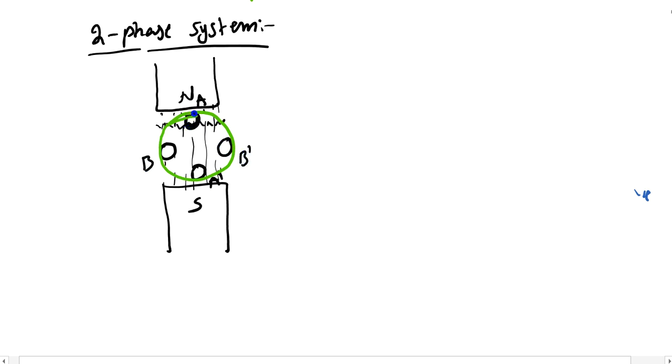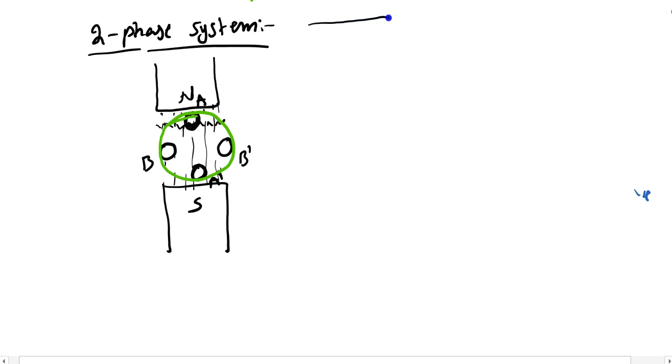This is A and A dash, and this is B and B dash. That is what I'm placing, the two winding coils here now. I just want to generate the two-phase system. I'm putting the two winding coils. It is simple. You can show.